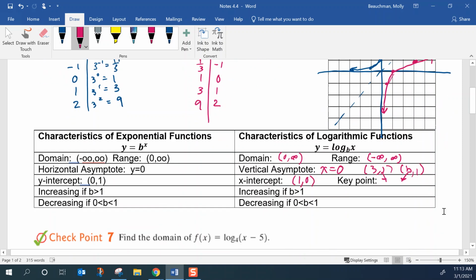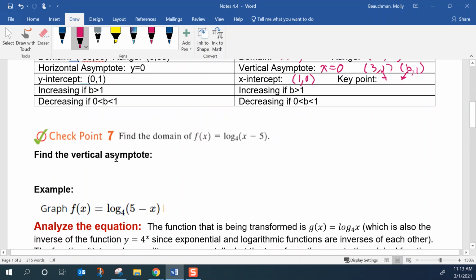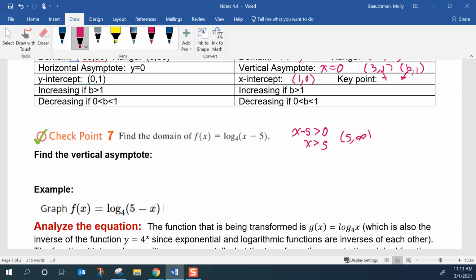So now that we know that, we can find the domain and the vertical asymptote if we have the equation. For the domain, we know that we can't take the log of a negative number. So to find the domain, take whatever you're taking the log of, log base 4 of x minus 5, and set x minus 5 greater than 0, because we have to take the log of a number that's greater than 0. So in this case, the domain is x is greater than 5. That would be the values from 5 to infinity.